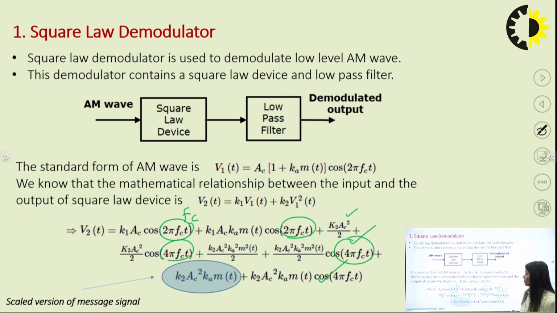So only one signal we are left with, which is the message signal with very low frequency, this particular part, K2 Ac square Ka m(t). Okay. So this is the scaled version of the message signal which we have received, because the low pass filter can only pass frequencies within the range of the modulating signal.